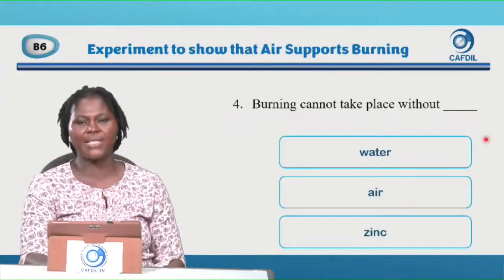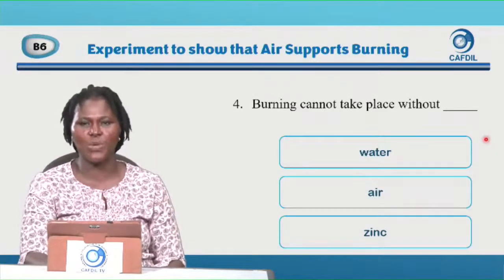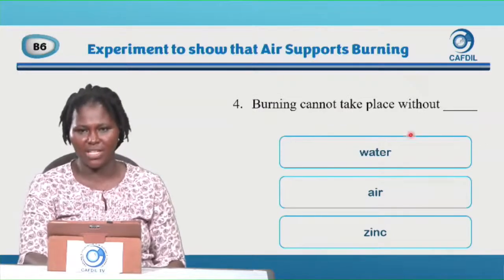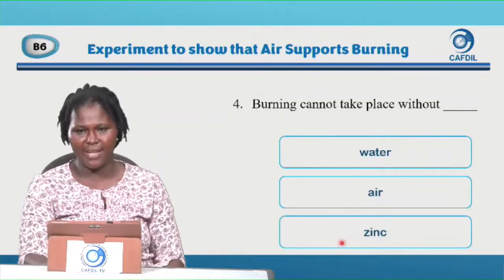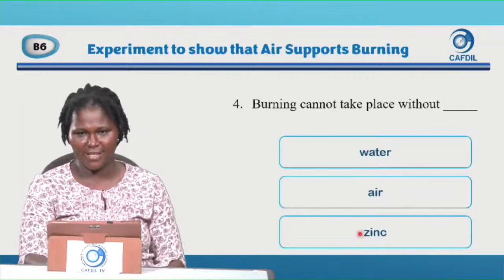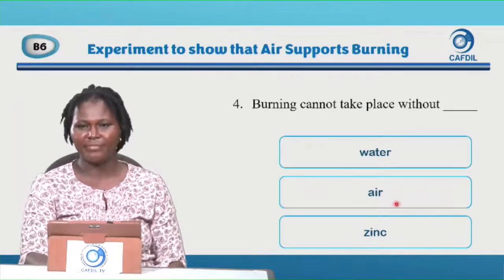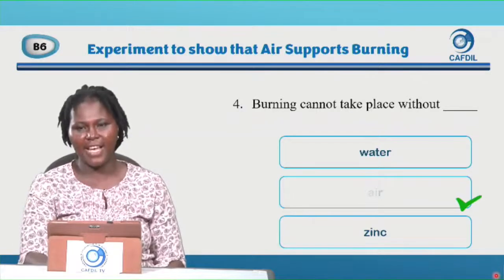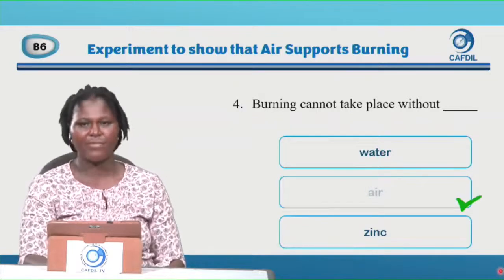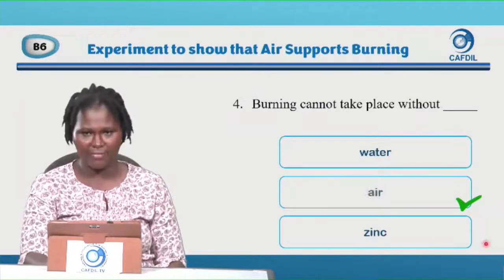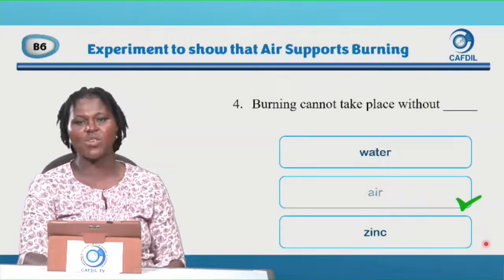The fourth one is, burning cannot take place without dash. We have water, air, and zinc. Which one? Air. And the air is the oxygen. So burning cannot take place without air, and the air is oxygen.